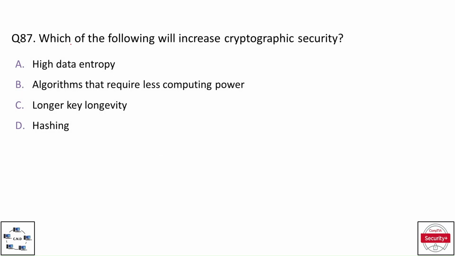Question number 87. Which of the following will increase the cryptographic security? The options are option A, high data entropy, option B, algorithms that require less computing power, option C, longer key longevity, and option D, hashing. And the correct option is option A, high data entropy.